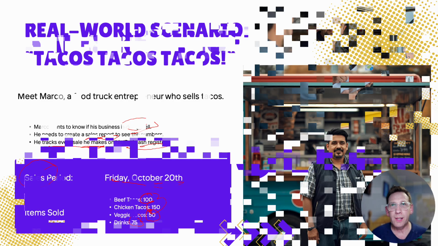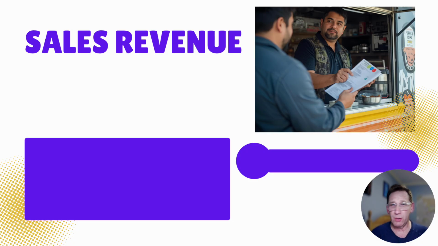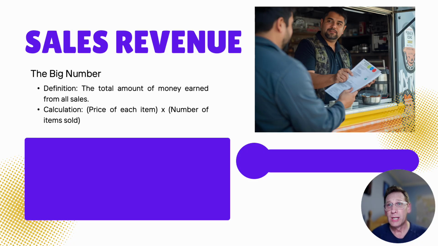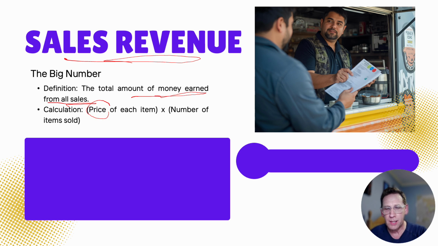Well, he needs to determine his sales revenue. This is the big number. Your sales revenue is the total amount of money earned from all of your sales. The way you calculate it is you take the price of each item times the number of items sold. So let's go back to our example from Friday, October the 20th.